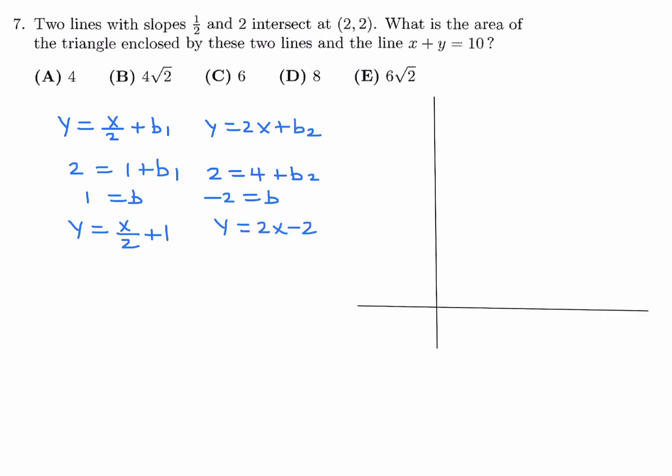Okay, so let's plot this now. For the first one, we have when x is 0, y is 1. And then when x is 2, y is 2, and therefore that's about here. So that's the first line. Next one, let's use that equation. When x is 0, y is negative 2. So approximately here, negative 2. And 2, 2, that's the one, of course, that they gave us in the question.